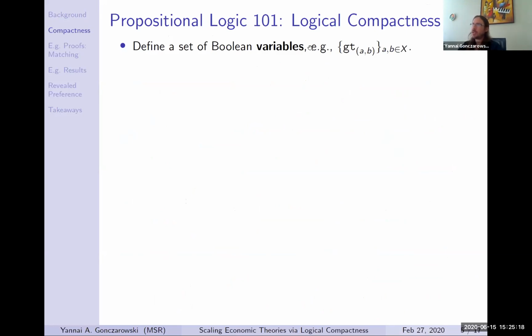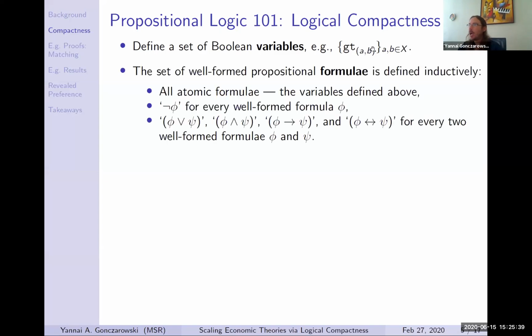So the idea is, how do you work with logical compactness? You start by defining a set of Boolean variables. These are going to be problem dependent. For example, if I have a set X that I care about, I can define some variable called GT. We're going to give this meaning soon for every pair of elements in the set. That's fine. And then the set of well-formed propositional formulae is defined inductively.